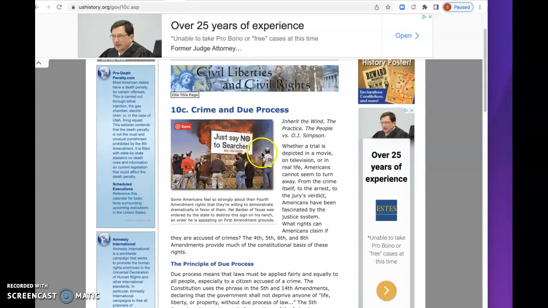Due process. I wanted to talk about crime and due process. And due process is so important to know. It falls under the Fifth Amendment. Everybody has a right to a fair and speedy trial. What do you think a speedy trial in Massachusetts is right now? After COVID, you're talking 4 or 5 years behind.